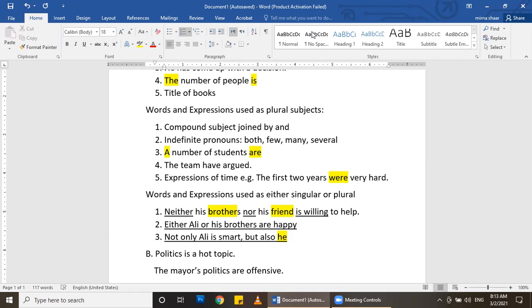In the previous rule, we said that when the word "number" is preceded by "the," I consider it singular. But when the word "number" is preceded by the letter "a," I consider it plural. A number of students are listening to their teacher. Here the word number is preceded by "a."